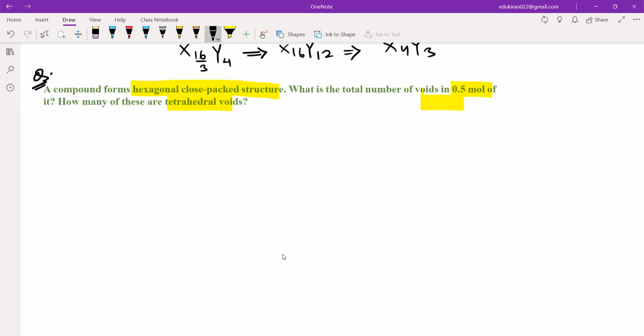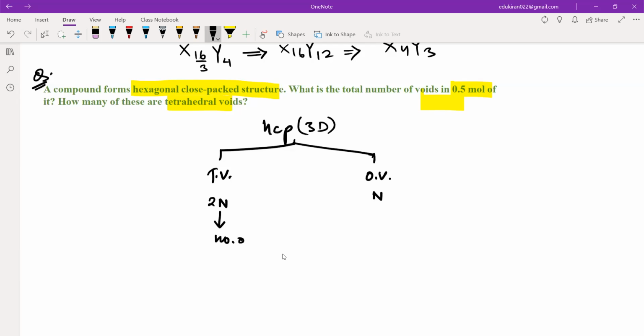Okay, hexagonal close packing. So we know HCP is close packing in 3D. It has two types of void, right? We have tetrahedral voids and we also have octahedral voids. And we know that tetrahedral voids are 2n and octahedral voids are n. So what is n here? Number of atoms, right? And in both cases, what is this n? Tell me. What is this n?